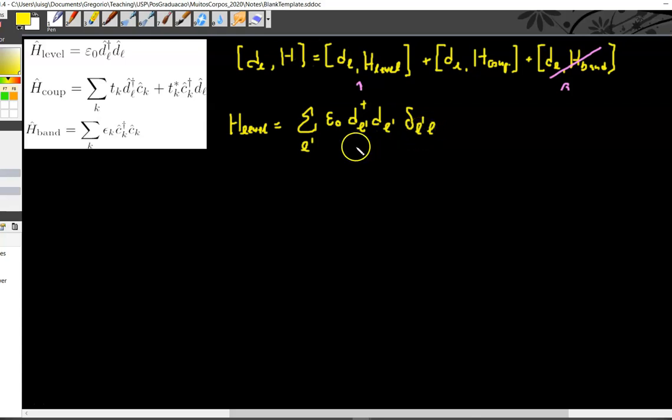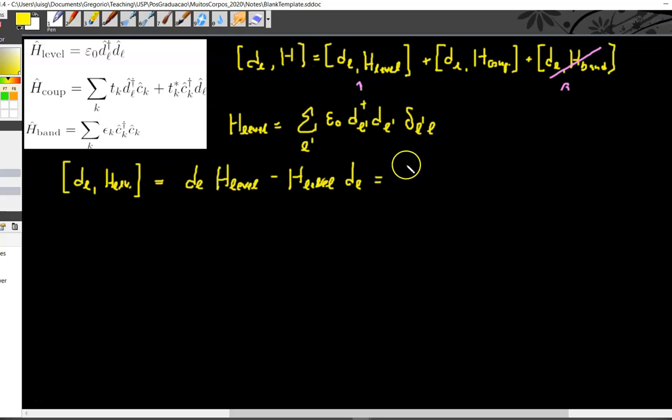All right, but just to get the fermionic signs. Okay, so now let's calculate this. So this is d_l times the commutator with H_level. Yeah, so this is d_l applied to H_level, minus H_level applied to d_l.